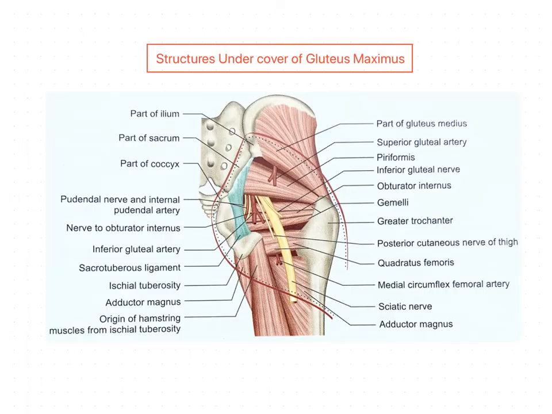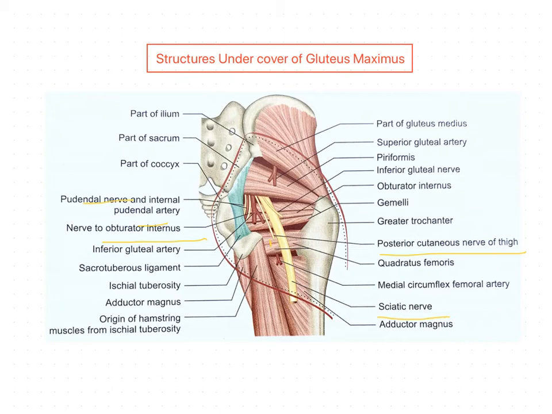Okay, if you look at some of the nerves, the main nerve is the sciatic nerve. The sciatic nerve is the main nerve which is present below the gluteus maximus, and also we can find the nerve to quadratus femoris. And you can find the posterior cutaneous nerve of thigh, the nerve to obturator internus, and the pudendal nerve, and along with it the internal pudendal artery. Okay, and also you can find the inferior gluteal nerve.